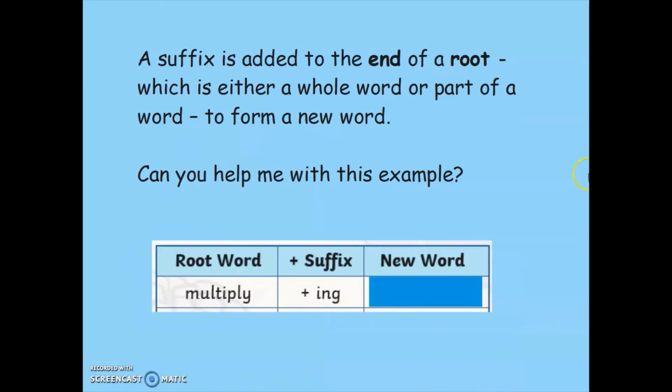So using what we've just learnt about root words and suffixes, can you help me with this example? We've got multiply as the root word, and your suffix is ing. What would the new word be? Well done if you said multiplying.